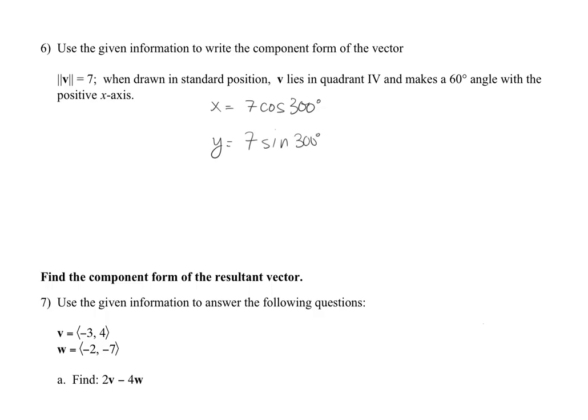And then 300 degrees is one of our unit circle angles. So at 300 degrees, we have cosine is 1/2, and the sine of 300 degrees is -√3 over 2. So the component form of this vector is 7/2, comma, -7 square roots of 3 divided by 2.